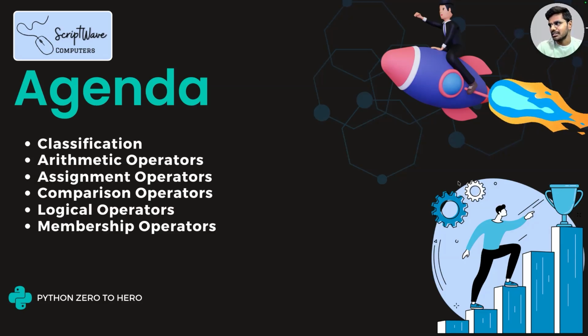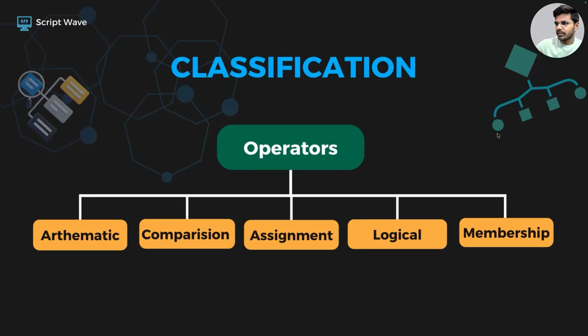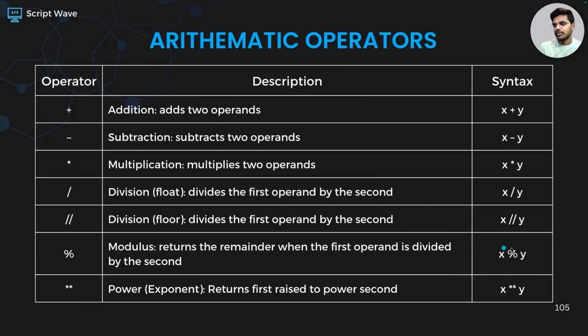Let's start with the classification. So the operators are classified into 5 different groups, starting with arithmetic, comparison, assignment, logical, and membership operators. Let's start with the arithmetic operators. As the name suggests, we are doing arithmetic operations in Python using almost the same symbols. Plus is for addition, so we can add 2 elements. Subtraction is for subtracting 2 operands. Here we can say 2 variables as well.